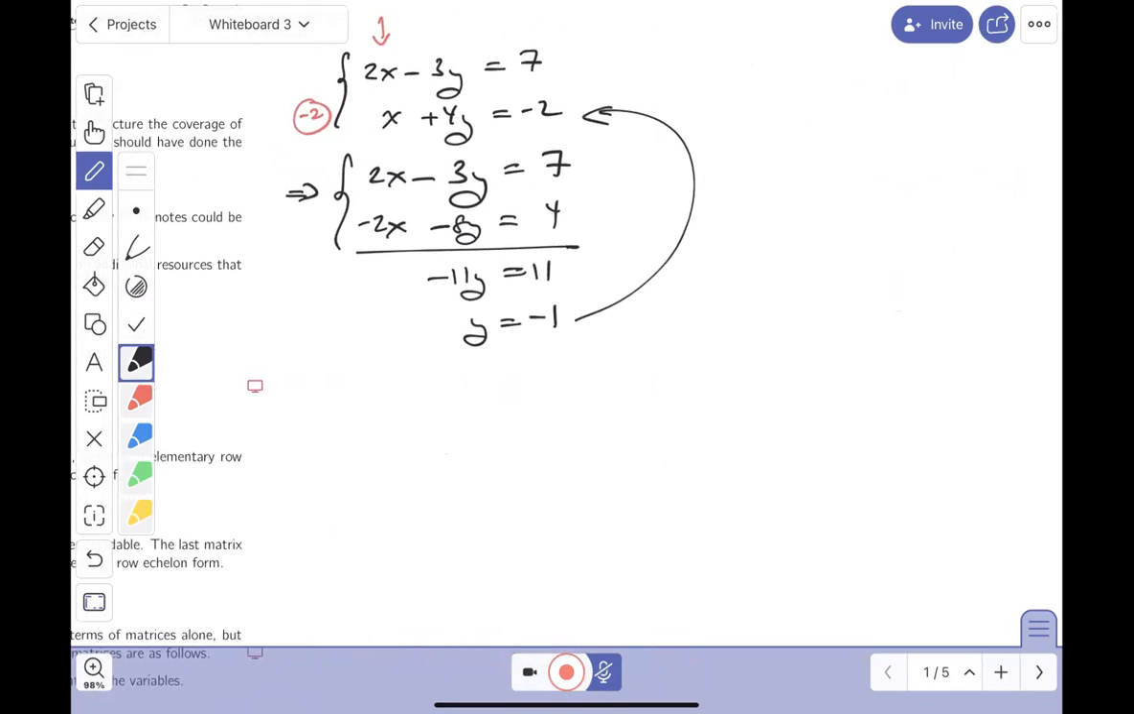Well, let me write this down. x minus 4, because I believe y is minus 1. That would be minus 2. And how would I do that? Add 4 to both sides, I get 2. So I found a point of intersection, 2 comma minus 1.